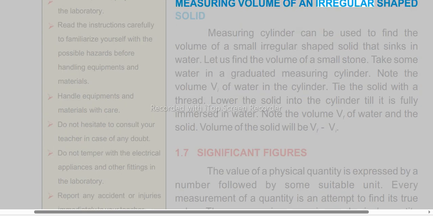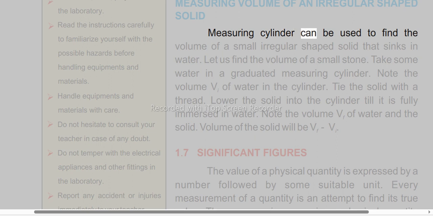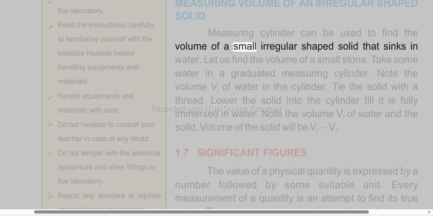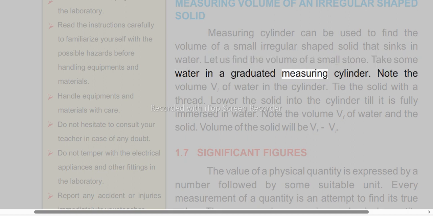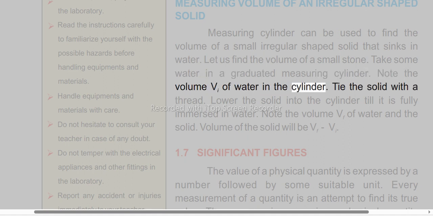Measuring volume of an irregular shaped solid. A measuring cylinder can be used to find the volume of a small irregular shaped solid that sinks in water. Let us find the volume of a small stone. Take some water in a graduated measuring cylinder. Note the volume Vi of water in the cylinder.